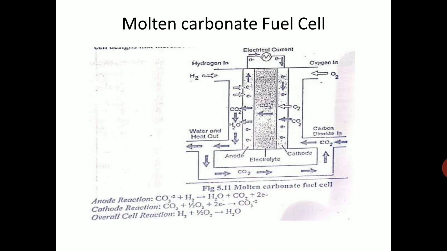The anode reactions are carbonate plus hydrogen, meaning the hydrogen we are supplying at the anode, which will result in water plus CO2 formation plus electrons, 2 electrons. This CO2 will travel to the cathode. CO2 will react with the oxygen at the cathode reaction along with electrons and produce carbonate. And the overall reaction we will get is hydrogen plus half oxygen will produce water.